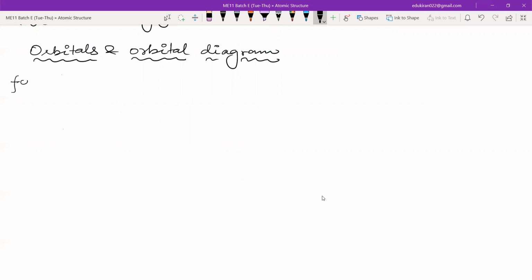For S subshell or orbital, how many orbitals does the S subshell have? Abdul Wahid, how many orbitals are there for S subshell? I am not asking the value of azimuthal quantum number. I'm asking how many orbitals are there in S subshell. Please read in your notes and tell me how many orbitals. Let me write this.